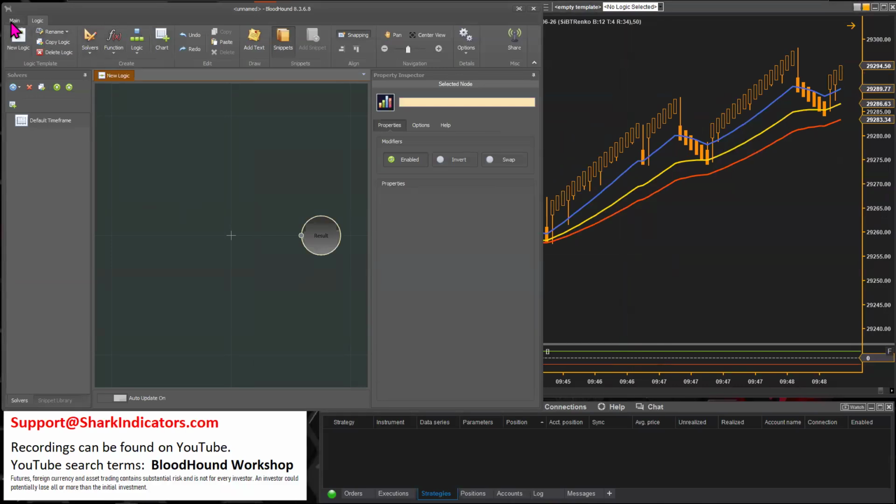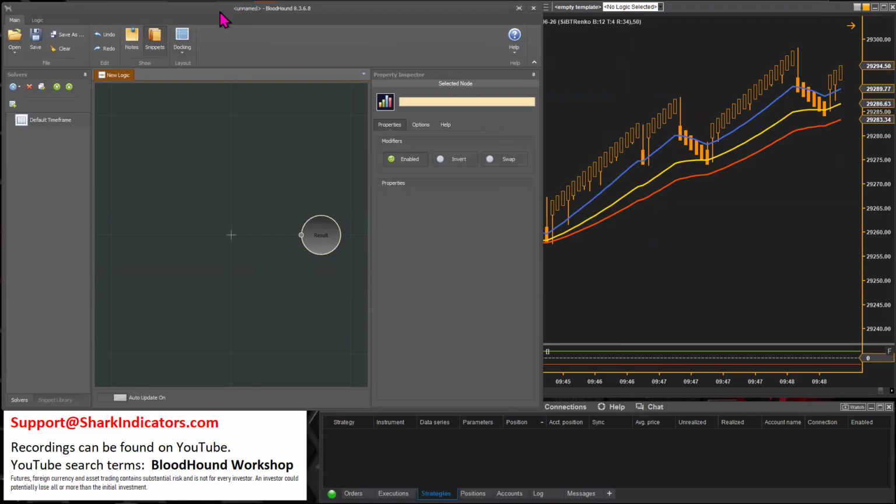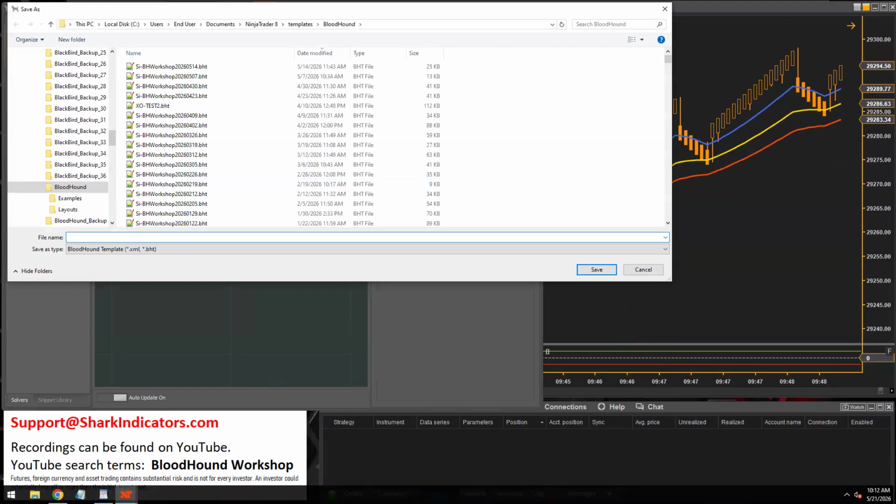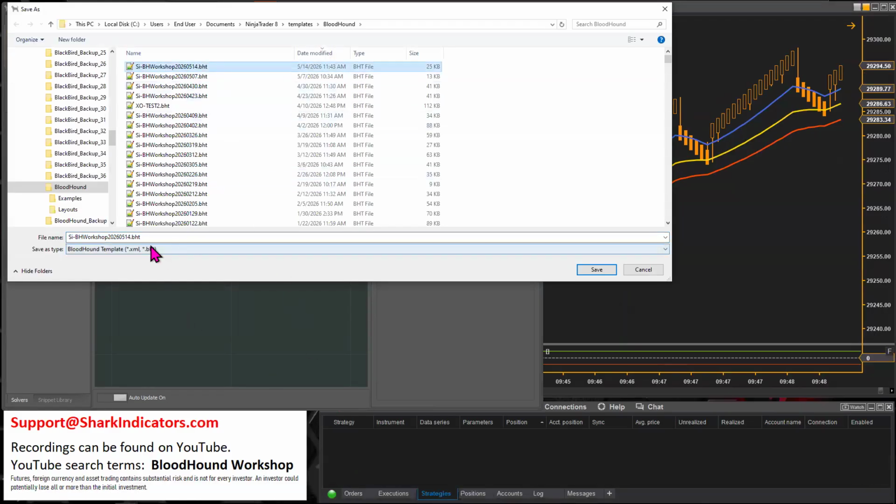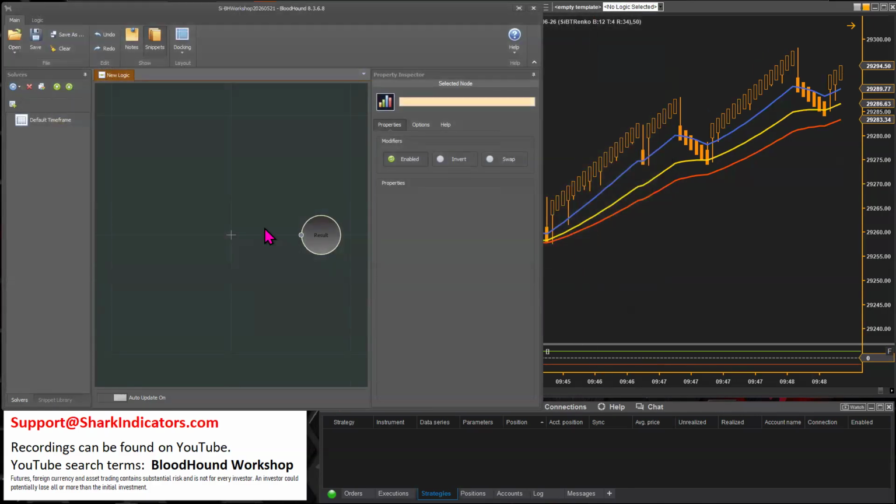All right. So the first thing you want to do when you start building a new system is you definitely want to set a file name for all your work to be saved to. Right now it just says unnamed, so that means none of your work is getting saved. So let's hit the save button and put in today's workshop date. There we go. Now we have a file name here.